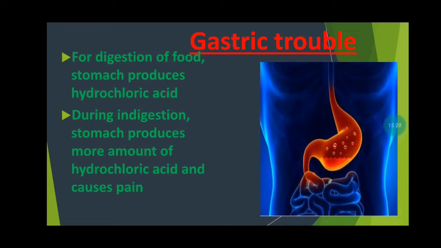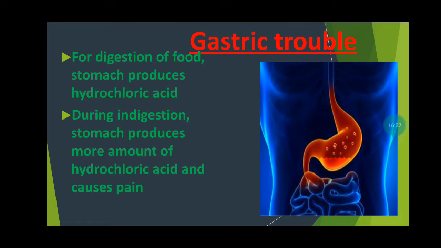Another common example of the pH importance is when we have gastric trouble. Children, in your home, you might have seen people suffering from gastric problems. For digestion of food, the stomach produces hydrochloric acid, but when you suffer from indigestion, the stomach produces more hydrochloric acid and causes pain. So to reduce this gastric problem, we use an antacid or mild alkaline.